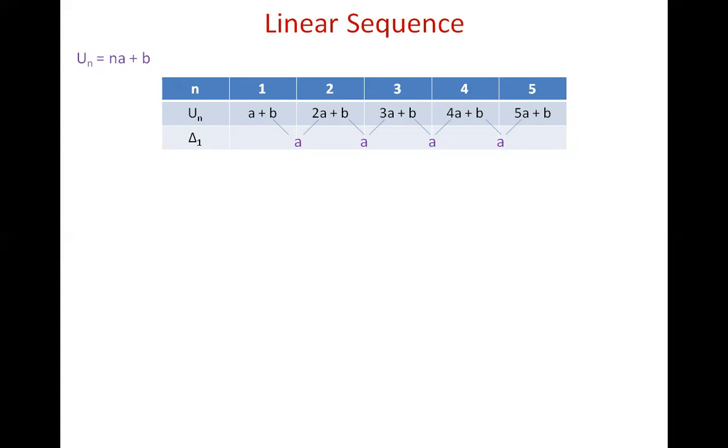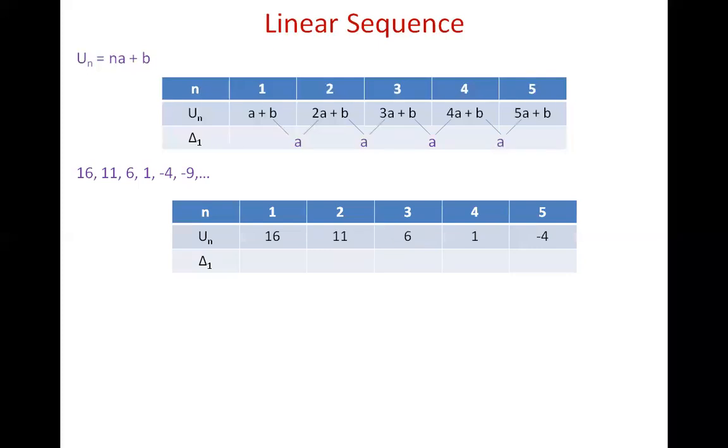Let us find the general rule of the sequence 16, 11, 6, 1, minus 4 and minus 9 and so on. First we need to construct a table with n and un values. The n values are 1, 2, 3, 4, 5. The un values are given by the sequence: 16, 11, 6, 1, minus 4. Now we have to find the nth term, or general rule. We have to calculate the first difference. 11 minus 16 is minus 5. 6 minus 11 is minus 5. 1 minus 6 is minus 5. Minus 4 minus 1 is also minus 5.